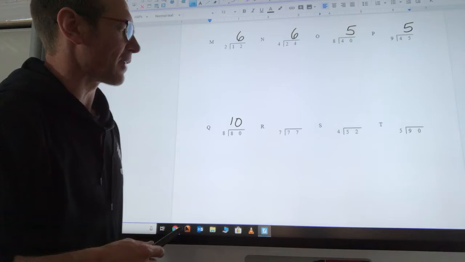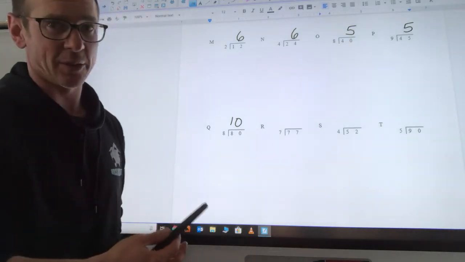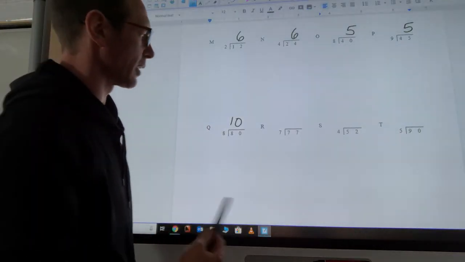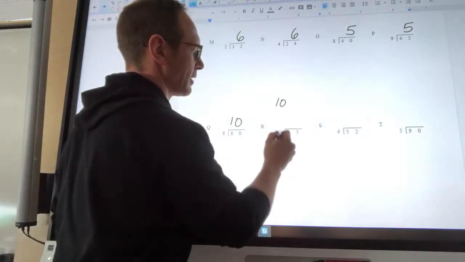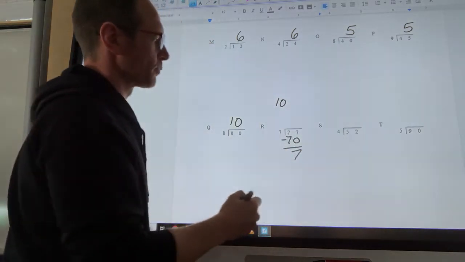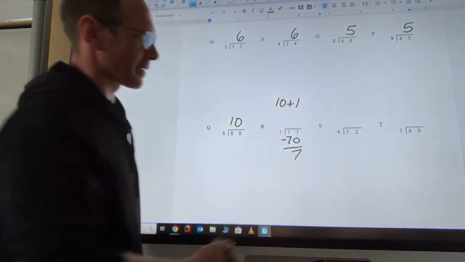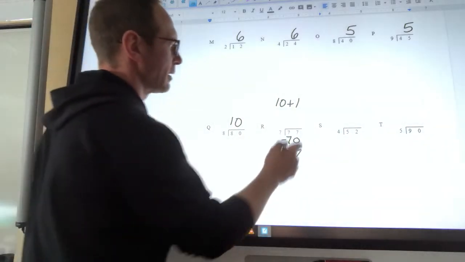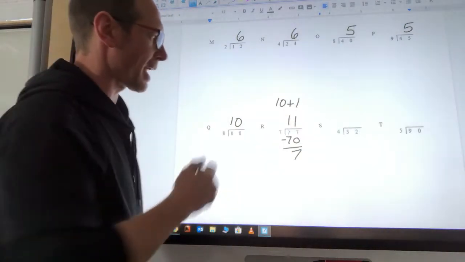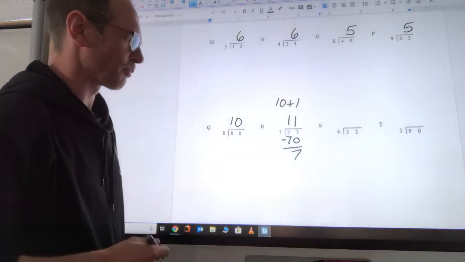R is 77 divided by 7. We've looked at these ones throughout the year, but let's say we didn't know it and we're just going to go with 10 to start with. We know that 10 times 7 is 70, so that would leave us with 7 left over. It takes 1 7 to get to 7, right? 7 divided by 7 is 1, so that means we have 10 and 1, 11. We've looked at that pattern quite a bit throughout the year, though.